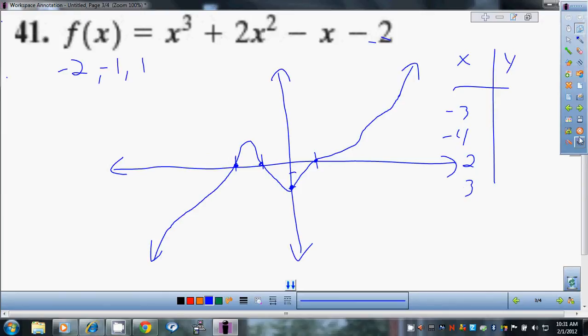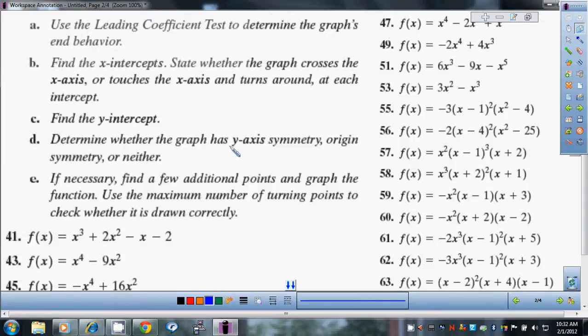Now, it also talks about symmetry. You don't have to do this, but that's just another tool you can use to make it more accurate. We talked about, in the past, whether things were symmetrical around the y-axis or the origin. Does anybody remember what those kinds of functions were called? Something functions were symmetrical around the y-axis. Something functions were symmetrical around the origin. Does anybody remember what those were called? Even and odd functions, that's right.